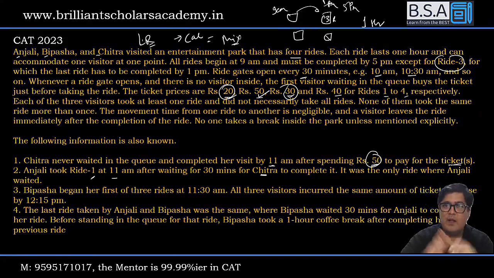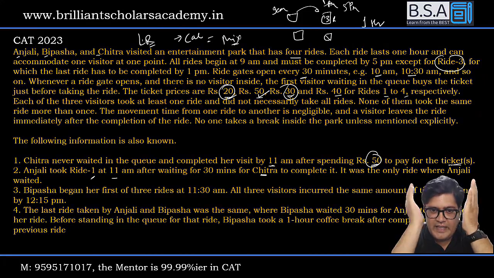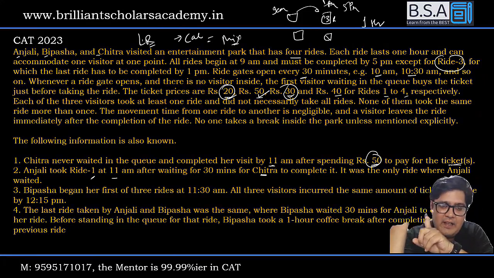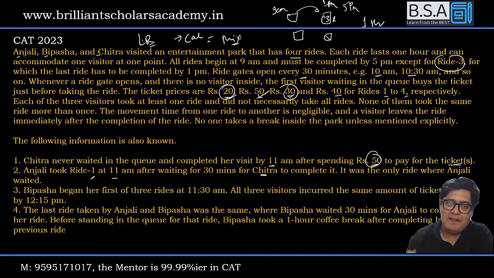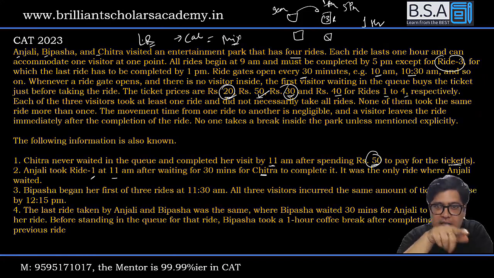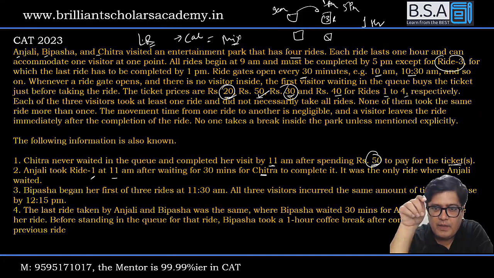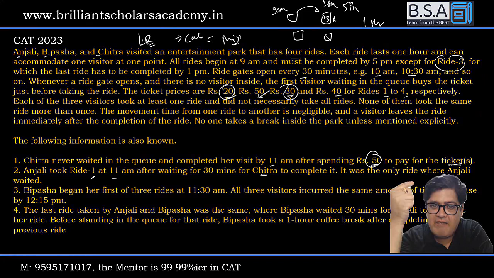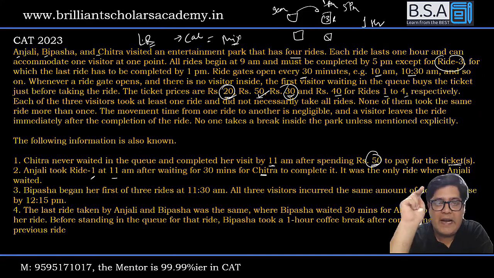Okay. But did you understand the conclusion that I reached? 50 रुपए खर्चा कर रहे हैं. 50 रुपए the person is spending. So either only ride 2 पे गए होंगे और ride 1-3 पे गए होंगे. Now Anjali at 11 o'clock was waiting outside ride 1. मतलब चित्रा ने ride 2, ride 3 और ride 1 लिया होगा. And in that also ride 3 पहले लिया होगा.